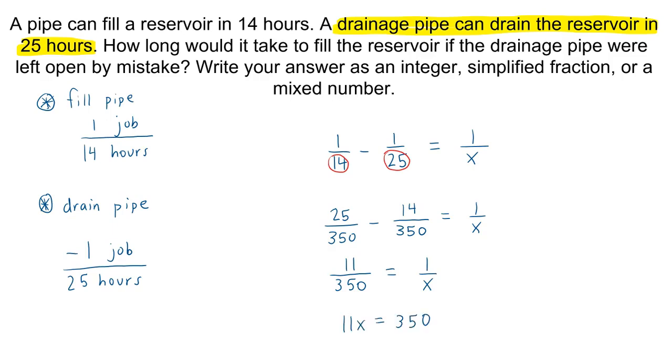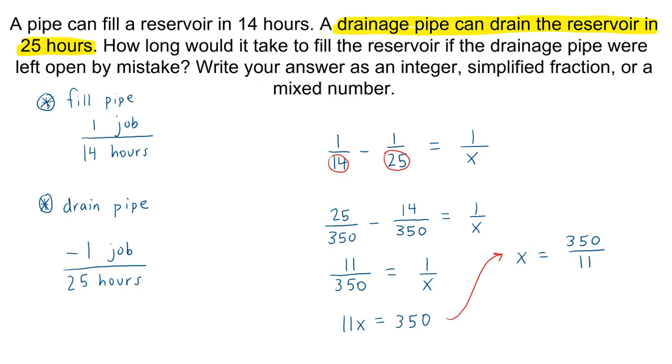That gives us 11x equals 350. Now divide both sides by 11. That gives us x equals 350 over 11. And because x represents a time in hours, that would be 350 over 11 hours.